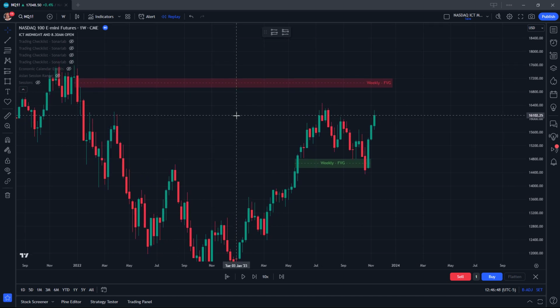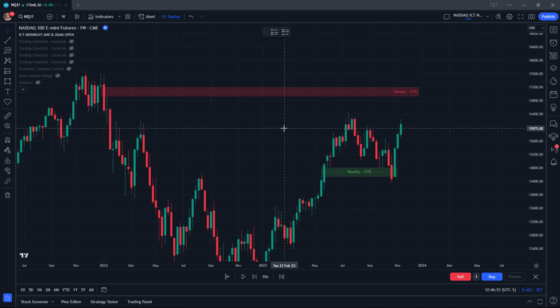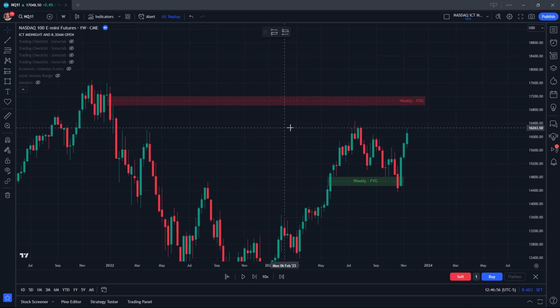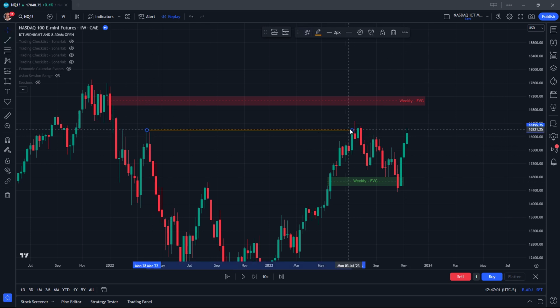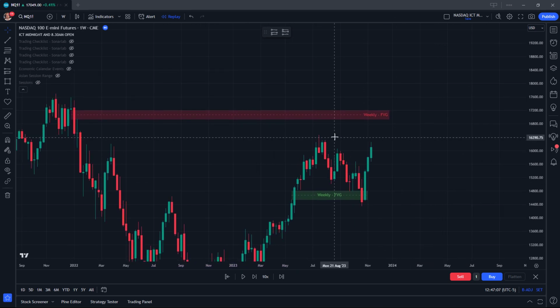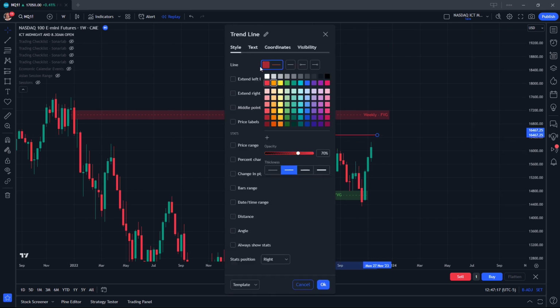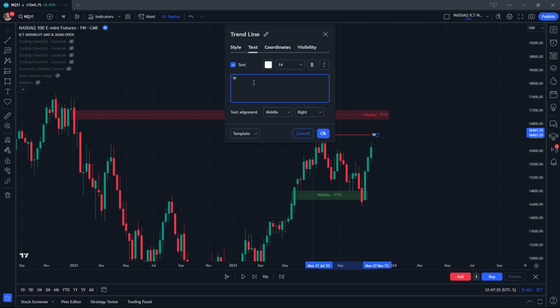Okay, so that gives us a weekly narrative to work with. We can see price took this buy side here, then retraced back into the weekly fair value gap. We've got the most recent area of sell side liquidity here. So I'll put that as weekly sell side liquidity.